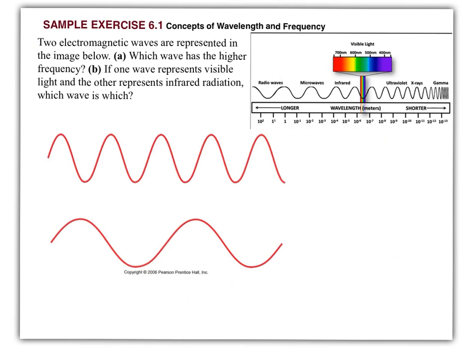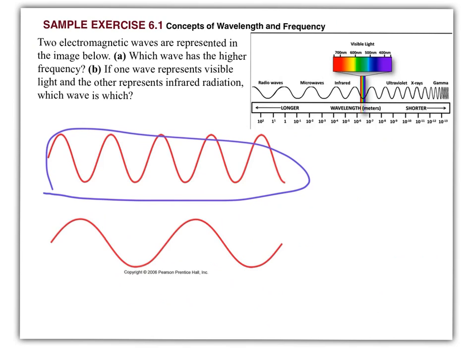All right, here's another one for you to think about. Two electromagnetic waves are represented in the image below. Which wave has the higher frequency? Okay, so higher frequency is which one comes along more often, right? So that's going to be this one.